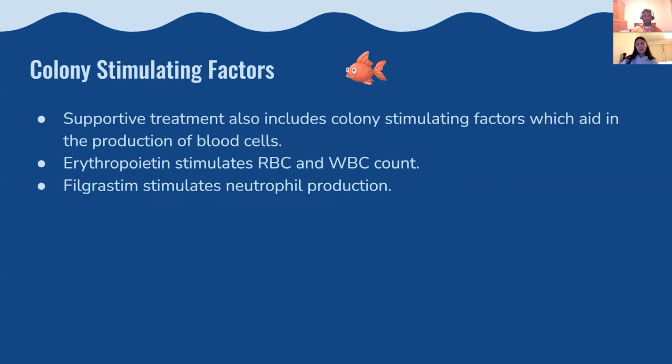Then we've got colony stimulating factors. This is another type of supportive treatment, which basically helps your body produce more blood cells. Erythropoietin stimulates the red blood cells and the white blood cell count. And then we've got filgrastim, which stimulates neutrophil production.